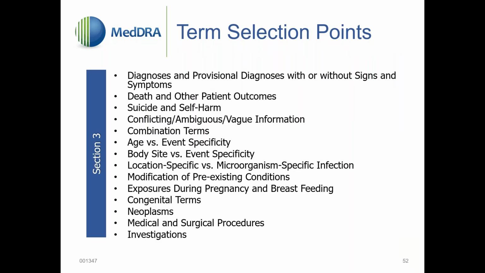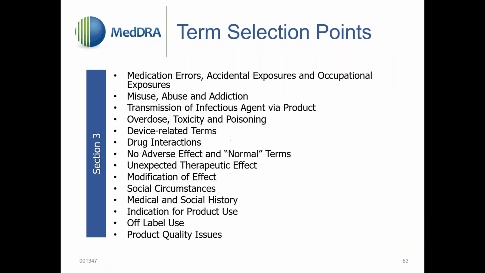for instance, how to handle reports on suicide and self-harm, how to handle conflicting, ambiguous, vague information, congenital terms, investigational terms, and this continues on the next slide: misuse, abuse, addiction, medication errors, drug interaction, medical social history, indications for product use, off-label use, and how to handle reports on product quality issues.